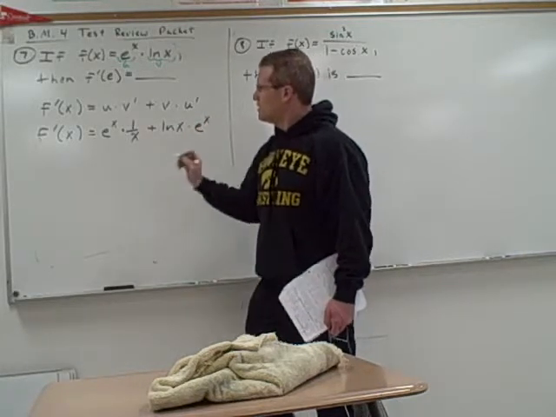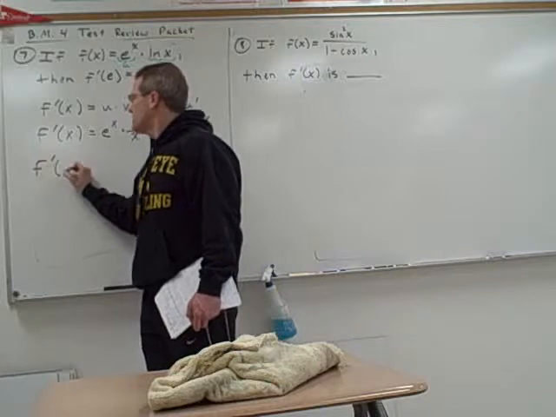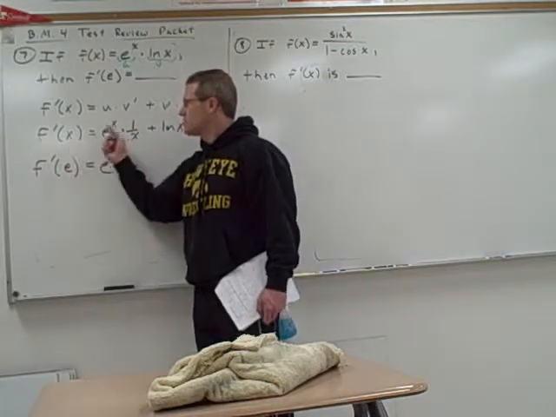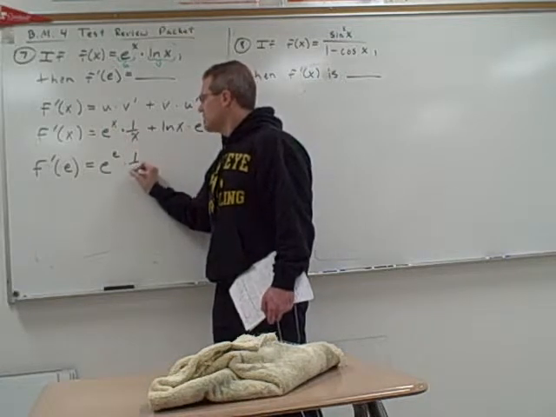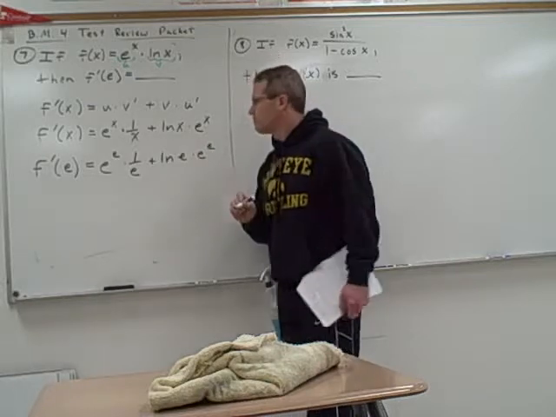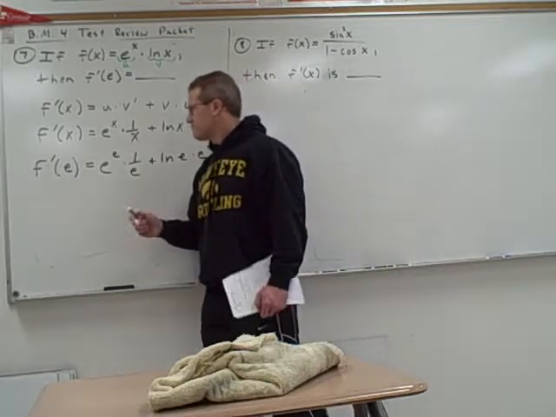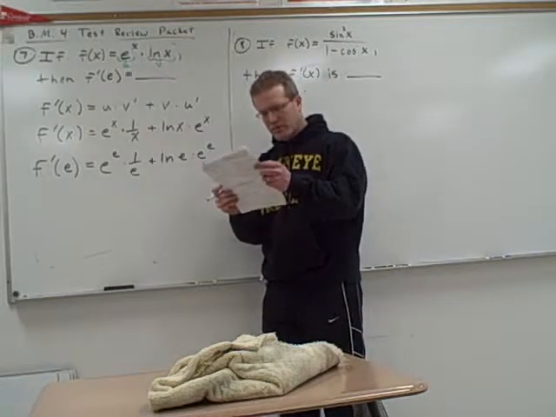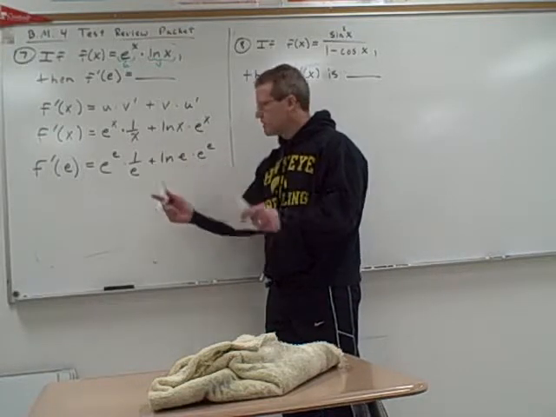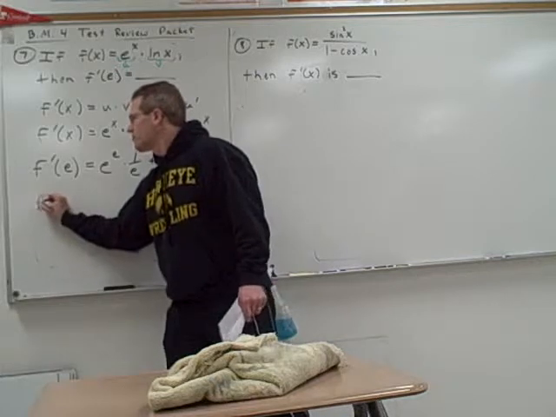Now we plug in e. F prime of e equals e to the e. So I'm sticking an e every place I see an x. Times 1 over e plus the natural log of e times e to the e. I can look at my answers and notice my possible answers, because this is a multiple choice question. I don't see any of those listed, so I'm going to try to simplify some.